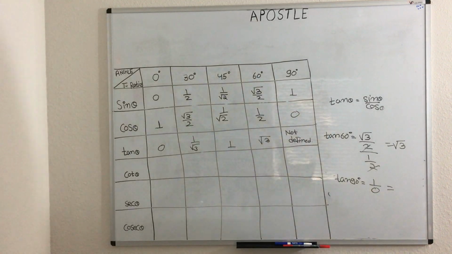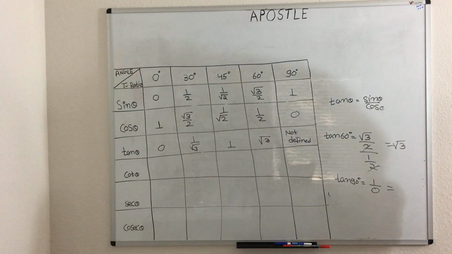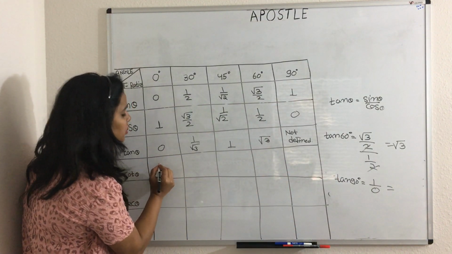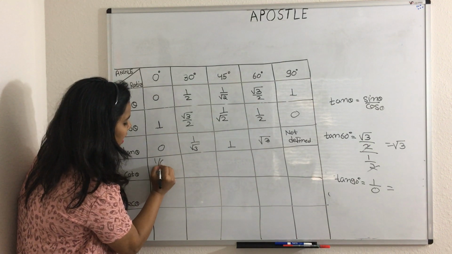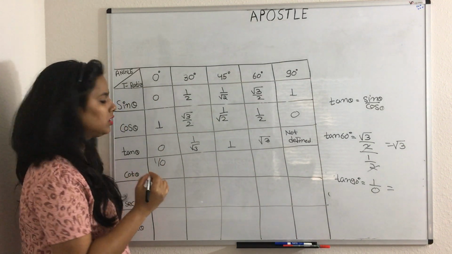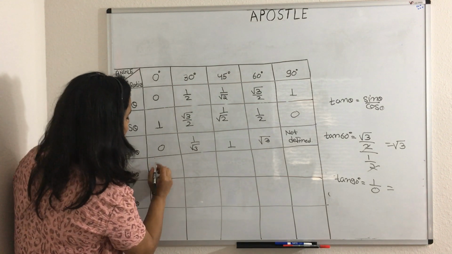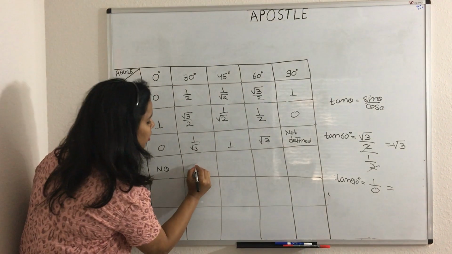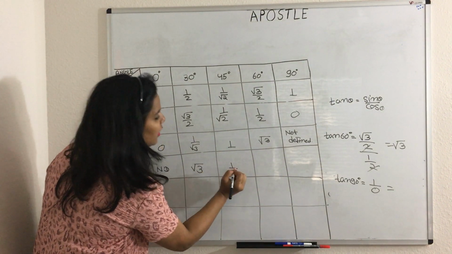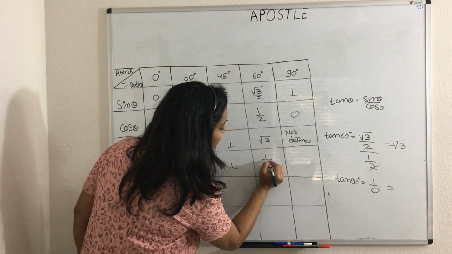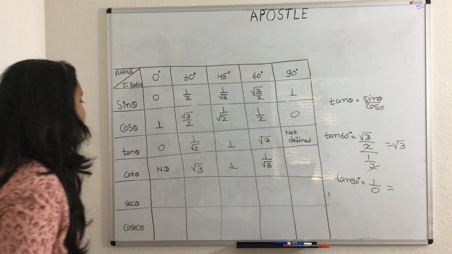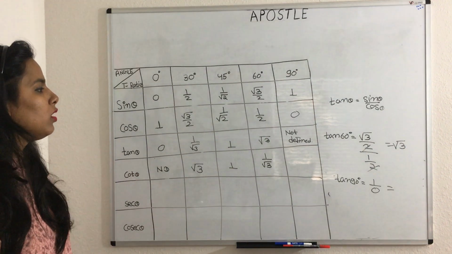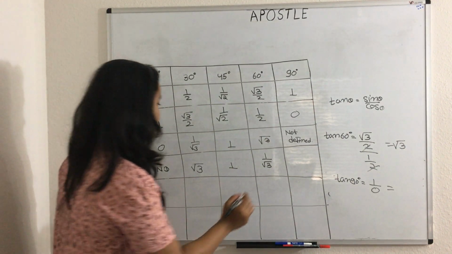After that we know what cot theta is. Cot theta is the reciprocal of tan theta. So the reciprocal of 0 is again 1 upon 0. 1 upon 0 is not defined. So we can write here ND, not defined. And the reciprocal of 1 upon root 3 is root 3 only. The reciprocal of 1 is 1 only. The reciprocal of root 3 is 1 by root 3. And now the last value, the reciprocal of not defined is 0 only.